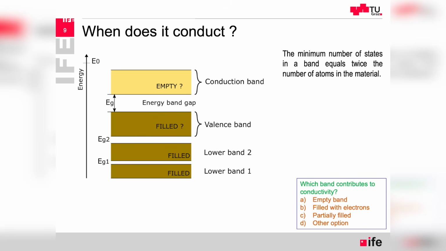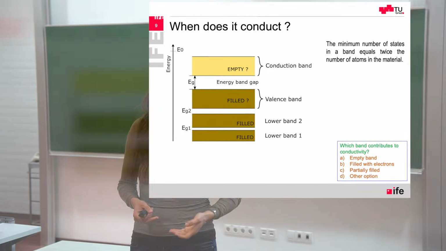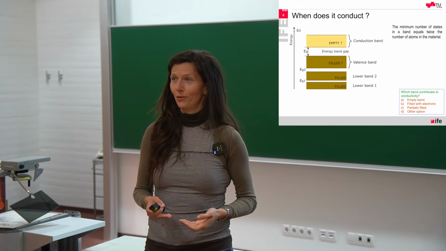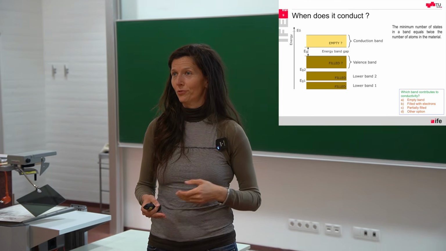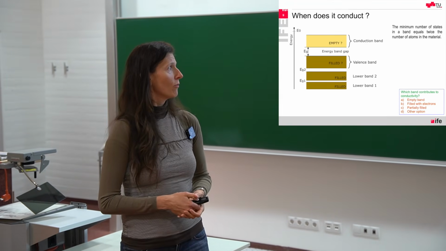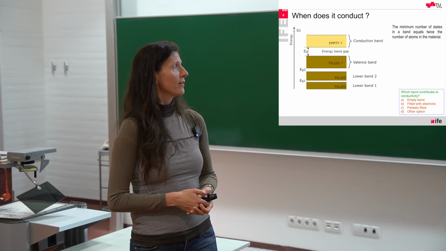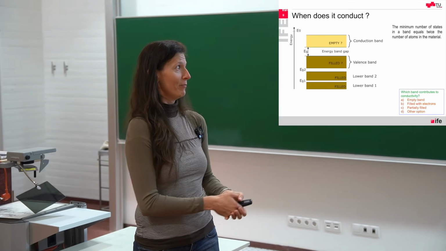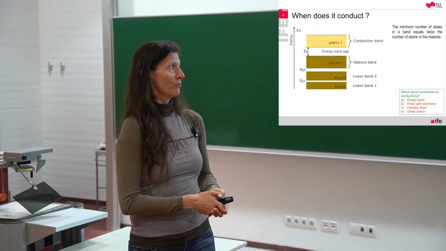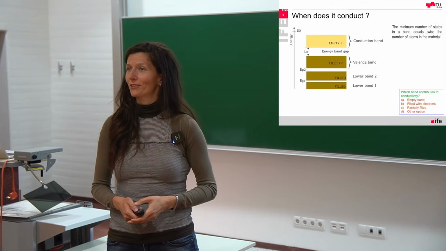Again, looking at these energy bands, we have the lower bands, the valence band, and the conduction band. We can even tell the number of states in the band: the minimum number of states will be twice the number of atoms in the material. But what's interesting for us is how the occupation of the bands contributes to the conductivity. So what do you think? Which band contributes to the conductivity? An empty one, filled with electrons, partially filled, or is there some other option?